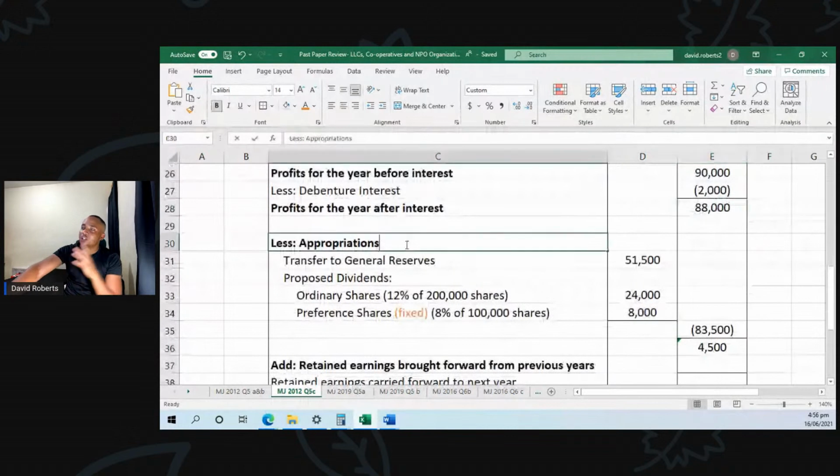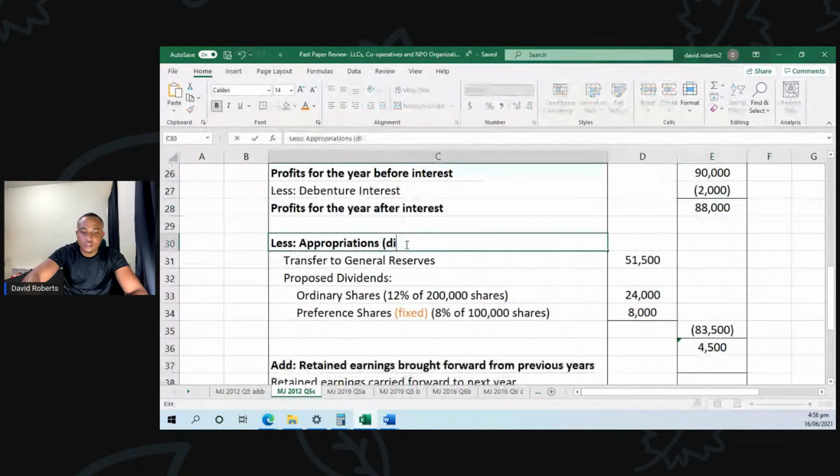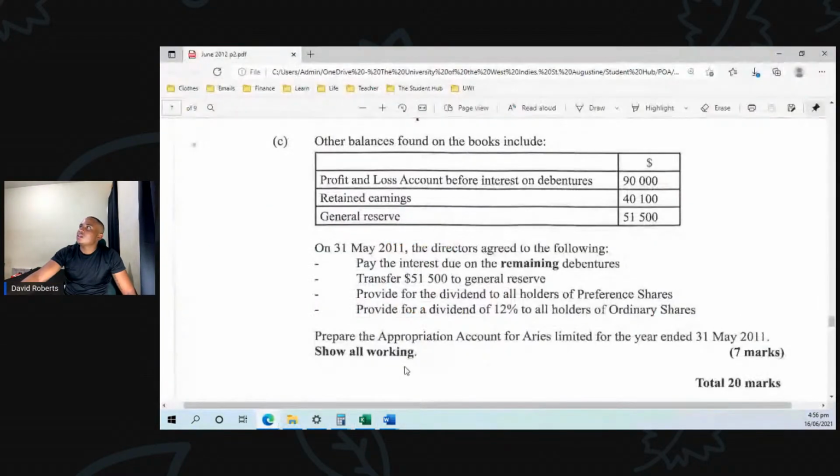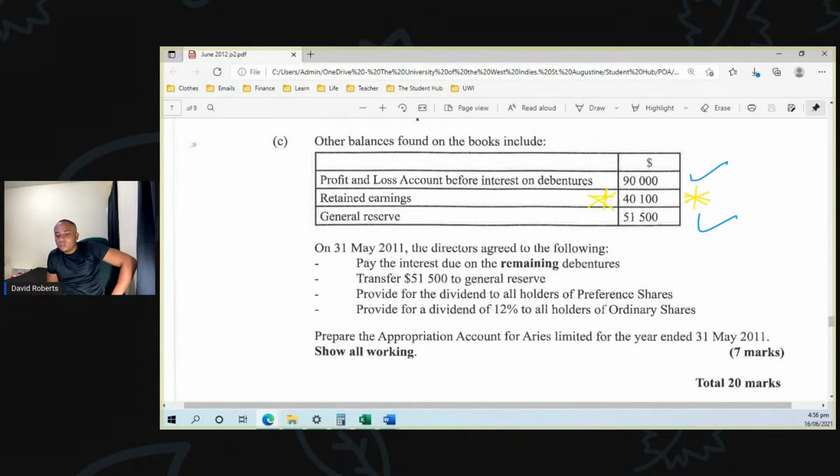When we minus all the appropriations or all our distributions, when we distribute from our profits, with the distributions, we are left with 4,500. But is that all the money we have? Is that all the money we have? Let's go back and check what you see. So you all remember that yes, this was the profits from before. There's 51,000. But look at this special thing right here. You all see this here?